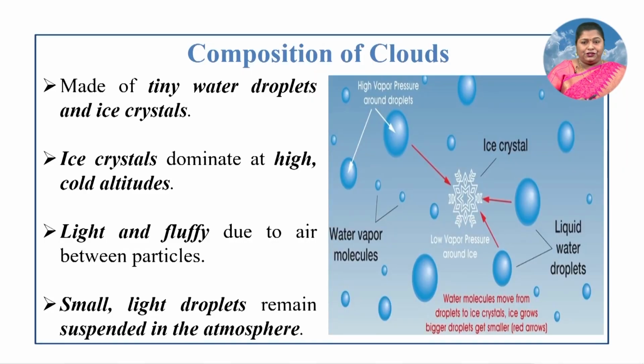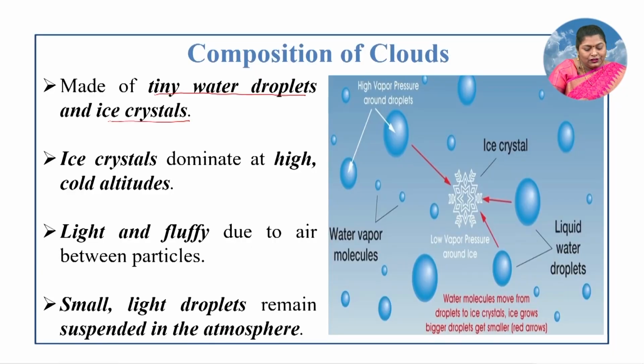The composition of clouds. So, what matter do the clouds consist of? It is made of tiny water droplets and ice crystals. It may be water droplets or it may be ice crystals based on the altitude, the nature of the nuclei, and the temperature and pressure in that particular situation. The ice crystals dominate at high, cold altitudes.